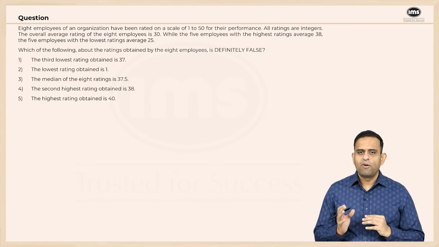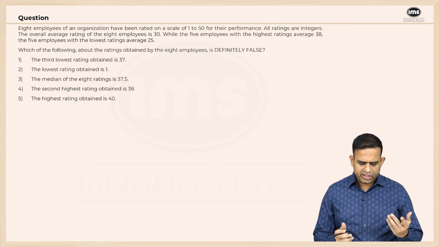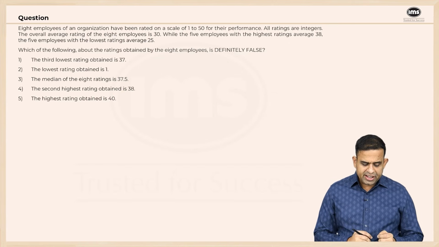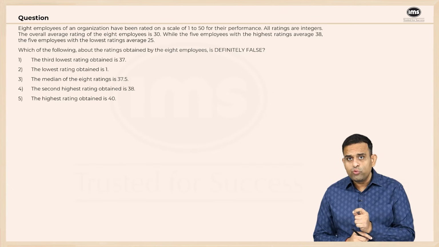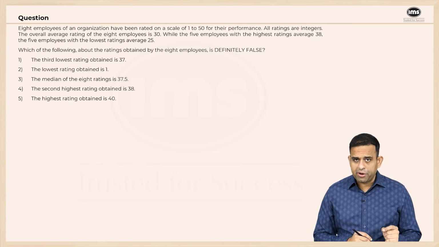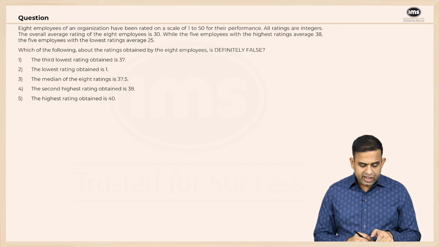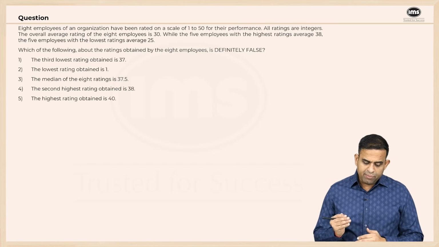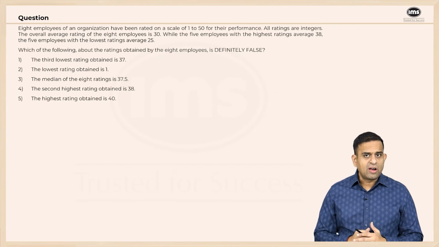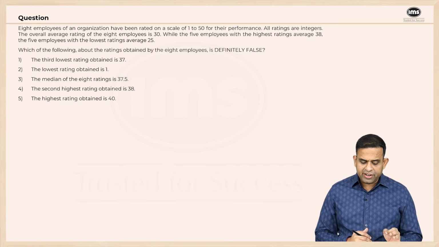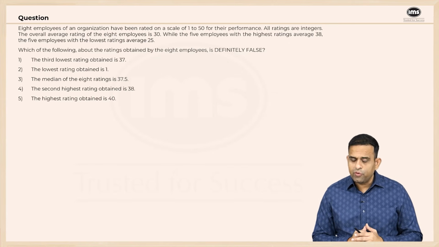The next sum basically involves the concept of statistics, something like median, range, mean, etc. They are saying here that 8 employees of an organization have been rated on a scale of 1 to 50 for their performance. All the ratings are integers, an important condition. The overall average rating of the 8 employees is 30, while the 5 employees with the highest ratings have an average of 38. And then they are saying the 5 employees with the lowest ratings have an average of 25.